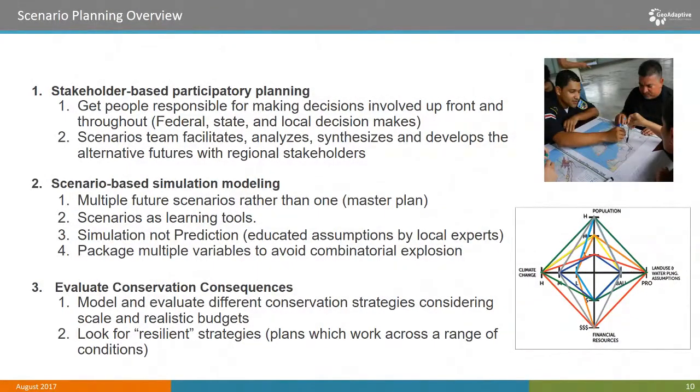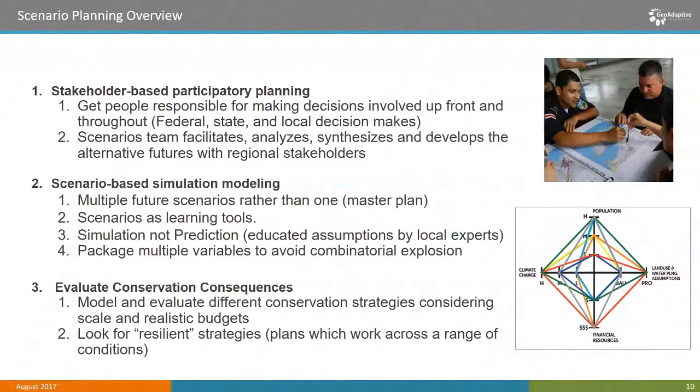And scenarios basically consist of a package of multiple variables, but we want to control that number of variables so that we're not coming up with too many that it's hard to actually model the scenario. You can see in the graphic on the right, this is an example from one of the Florida projects we worked on where there were four main variables, which each had different levels of intensity, so low, medium, and high climate change, based on official projections, different population projections, different assumptions regarding land use and water planning, so business as usual versus proactive, and different levels of financial resources for conservation, so lower or higher funding levels. And we looked at multiple different combinations of each of those levels to see which scenarios would be the most useful for planning in the future.